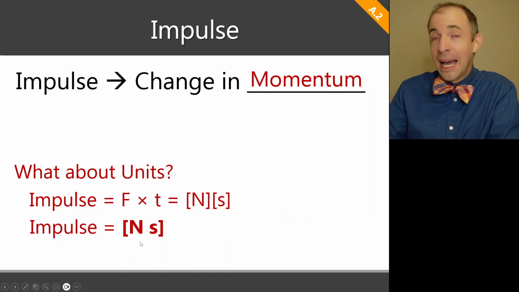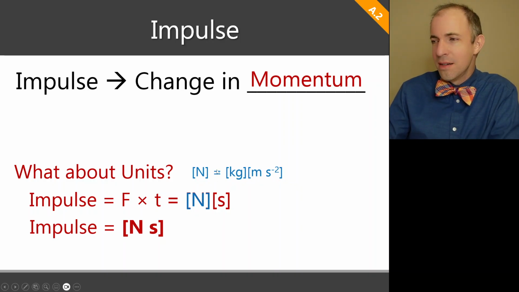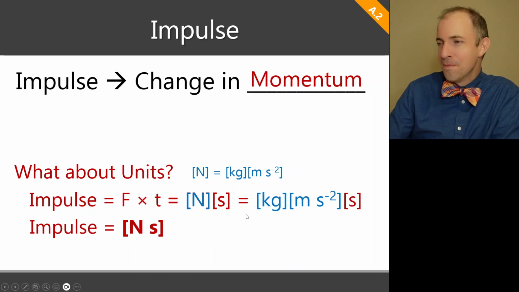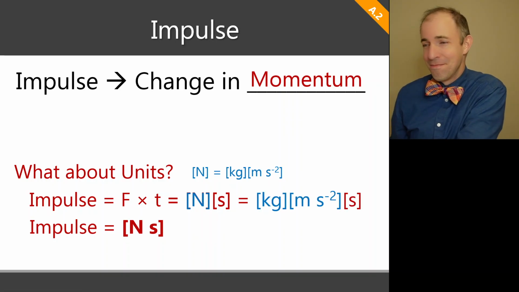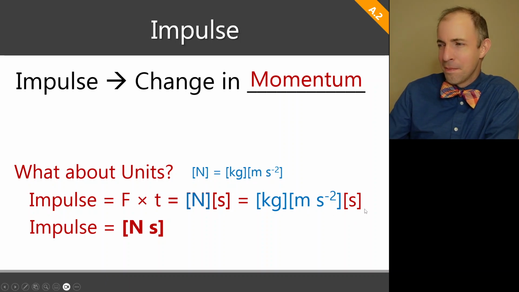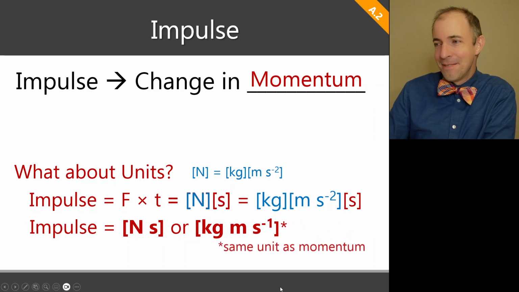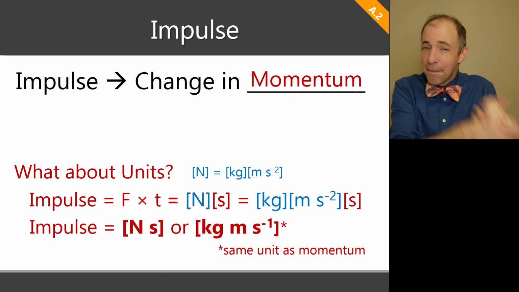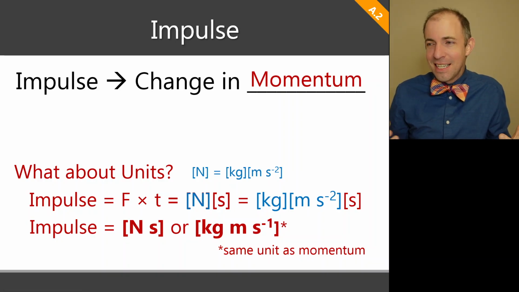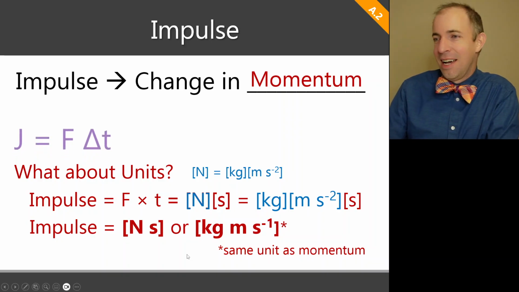A newton here is a derived unit. Newton just means kilogram times meters per second squared. So if I plug that in instead of my newton, I end up getting newton seconds is kilograms times meters per second squared times seconds. Well, the seconds are going to cancel here and end up giving us kilograms times meters per second. Now, this is the same unit that momentum is. It's a mass times velocity, which means impulse and momentum are effectively interchangeable quantities. And we'll see how one can beget another.